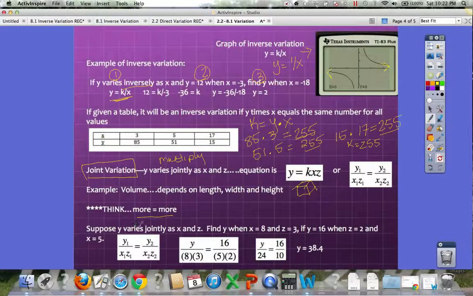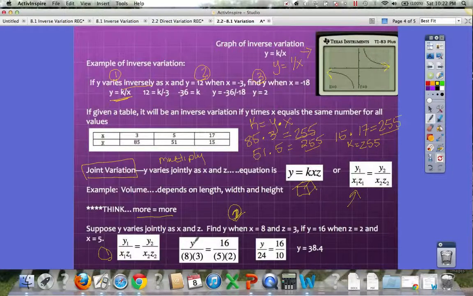Alright, so suppose y varies jointly as x and z. Find y when x is equal to 8 and z is equal to 3, if y is equal to 16 when z is equal to 2 and x is equal to 5. So there's a whole lot of numbers in there. This one would be easier to use this formula because it's set up for you with all these numbers. So we're looking for y. So y, this would be step 1. Well, after you figure out which formula, let's call that 2. Figuring out your formula is always step 1.